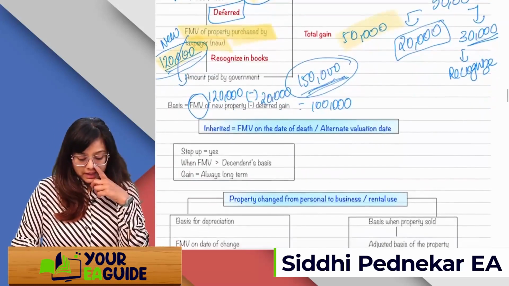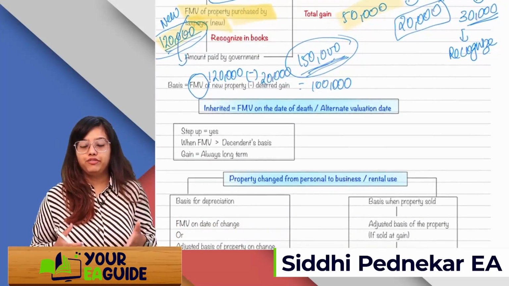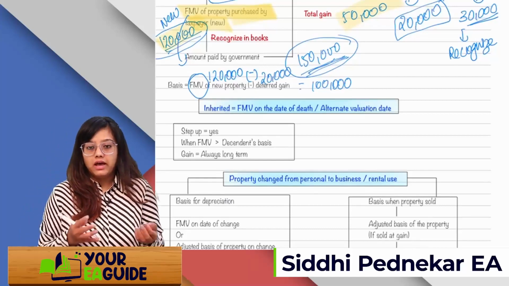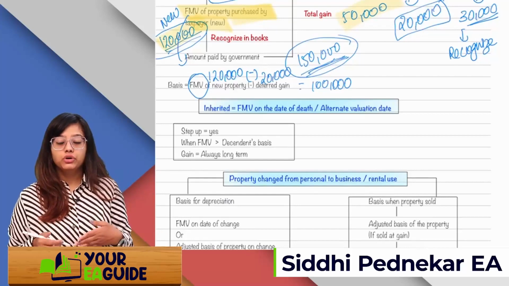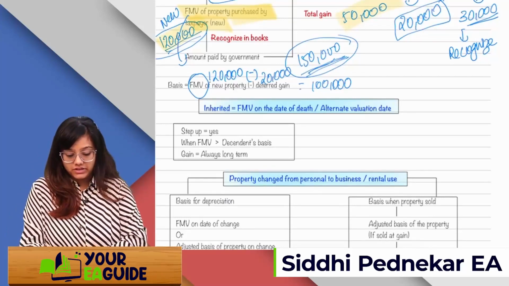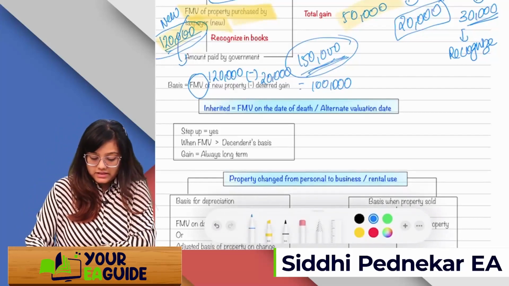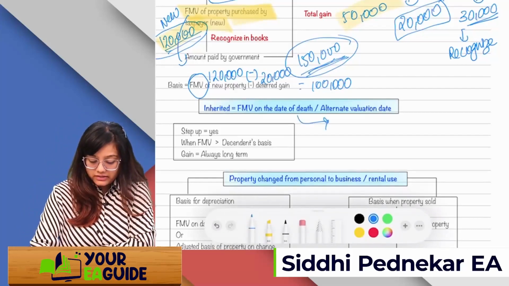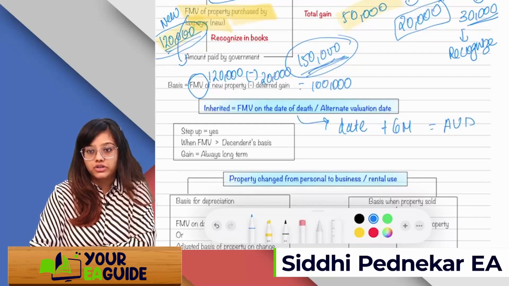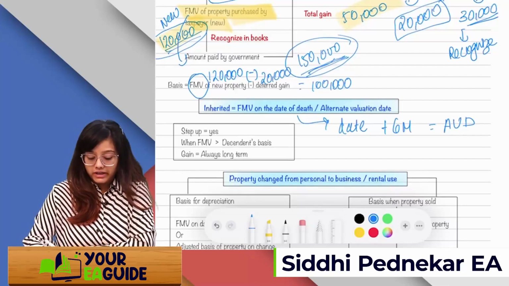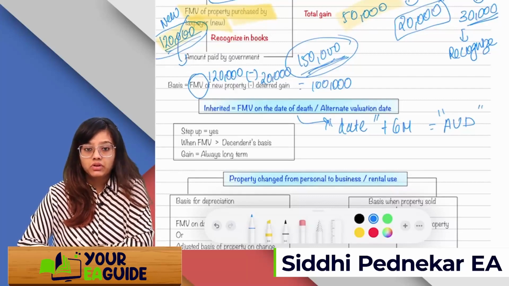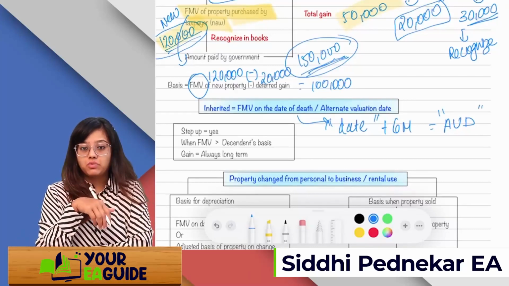Alright. Next is inherited property. If you receive a property in inheritance, or if there is a death and at that time you are receiving the property, you will take the FMV on the date of death or the alternate valuation date. If there is a death, take the date of death and add 6 months to it. This is your alternate valuation date. Either you can take the FMV on the date of death or the FMV on the alternate valuation date. Simple.